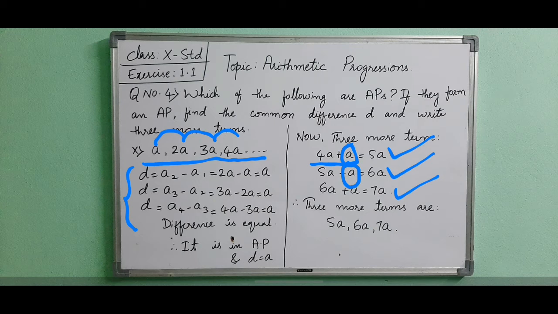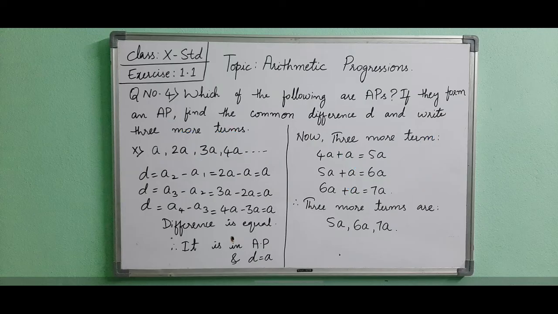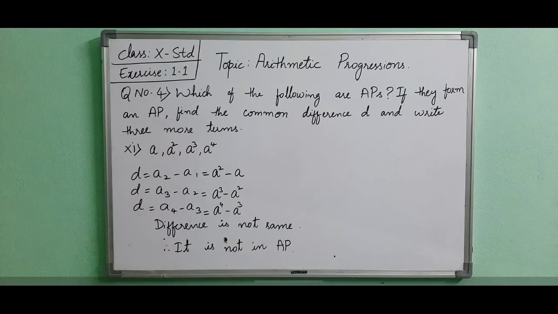Now the next, 11th question of this bit. Here the question is A square, A raised to 3 and A raised to 4. If we are subtracting here, it is A square minus A. As we see here, the powers are different. We cannot subtract them. They are unlike terms. So that's why we are keeping it as A square minus A.